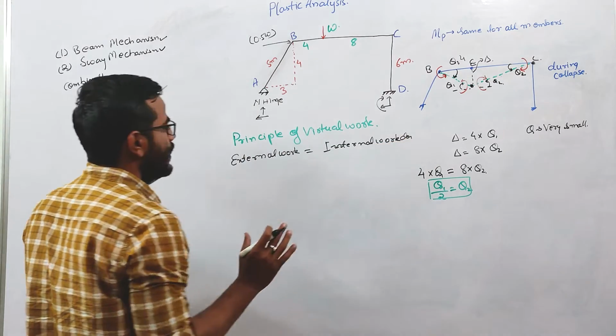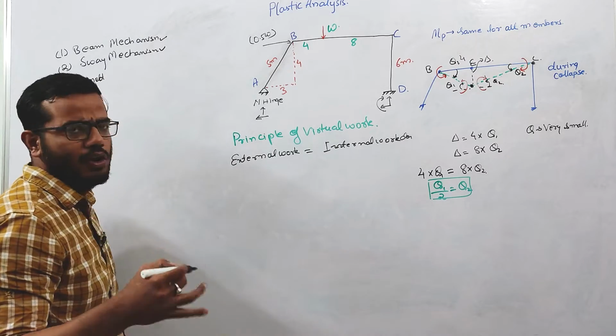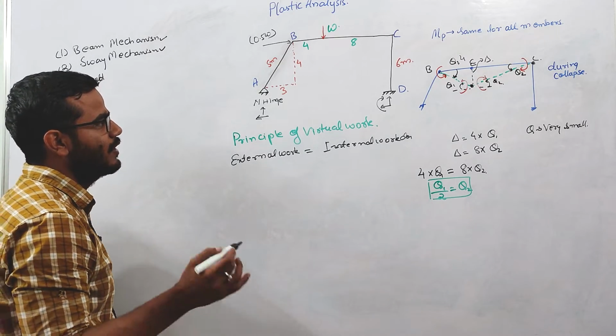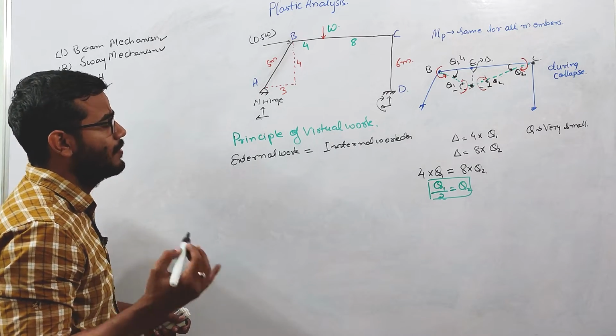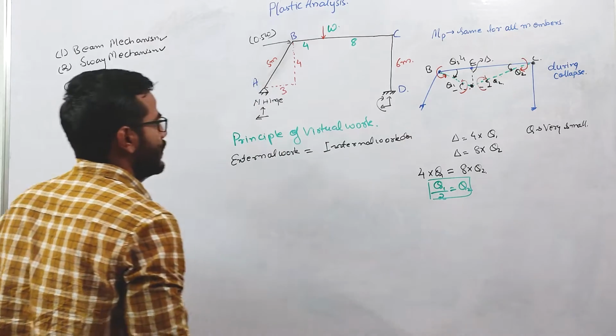Okay, actually the total of external work done plus internal work done should be 0, but internal work done will always be positive basically, because work done absorbed is always positive, right? That's why we are saying that external work done equals internal work done.